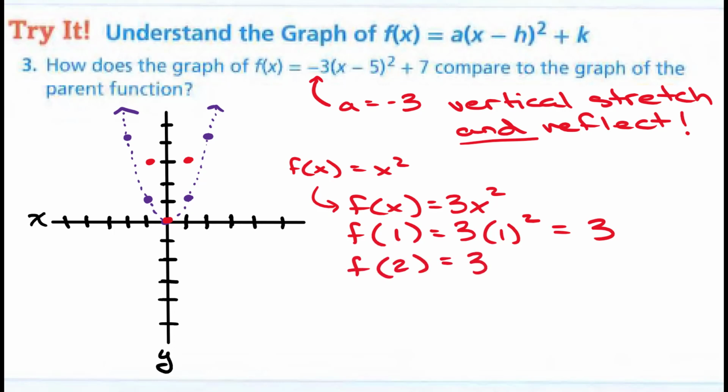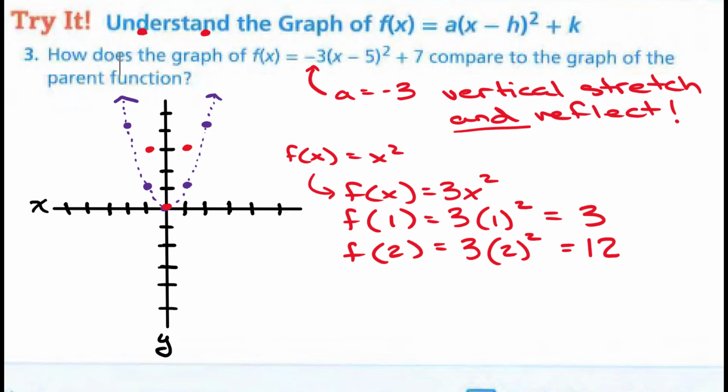We still have the 3 times 2 squared. So instead of going over 2 up 4, just that 2 squared, we're going to go over 2 up 12, 4 times 3. Now that's pretty far off my graph. Let's see, this is 3, 4, 5, 6. That's going to be up here somewhere. I'm just going to guesstimate.